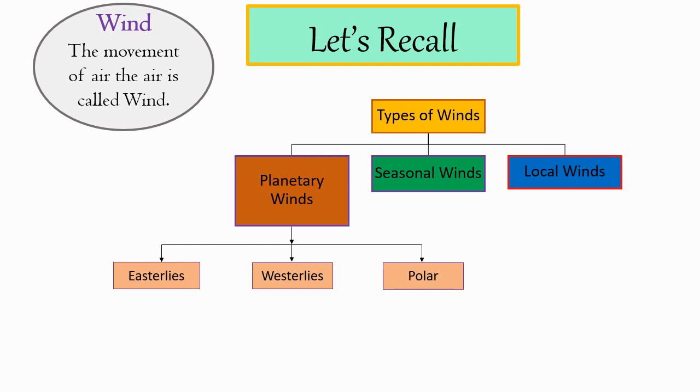We also learned that there are three types of winds. These are planetary winds, seasonal winds, and local winds. We discussed planetary winds in detail, and we also discussed the types of planetary winds, which are easterlies, westerlies, and polar winds. The winds that blow regularly on the earth from high to low pressure belts throughout the year and cover a large portion of the earth are known as planetary winds or permanent winds.